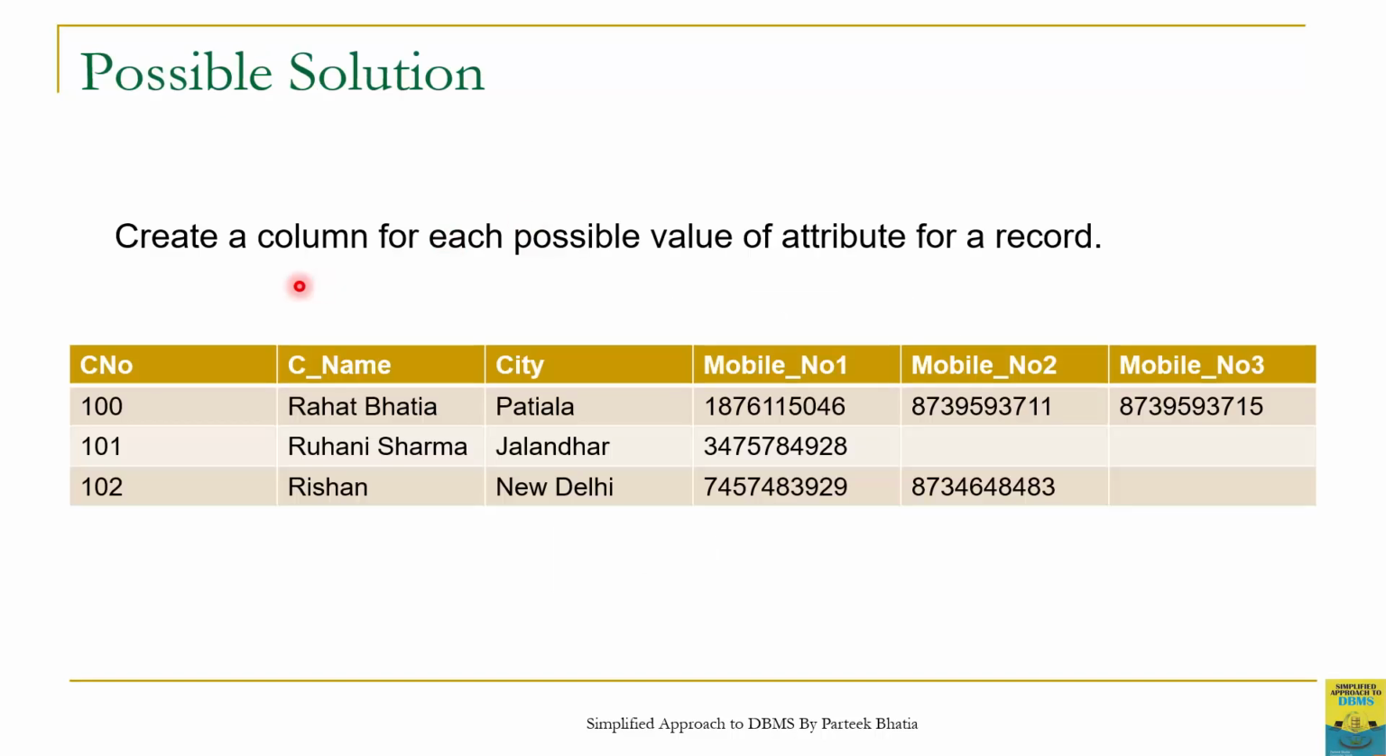One of the possible solutions to handle a multi-value attribute is to create a column for each possible value of the attribute for a record. Let's suppose a customer can have 3 mobile numbers. Then we need to create 3 columns to store mobile number, as shown in this case. Here we have created 3 columns with mobile underscore number 1, mobile underscore number 2 and mobile underscore number 3. These 3 columns are created along with 3 simple attributes C number, C underscore name and city. Now if we store mobile number in this way, there will be multiple problems.